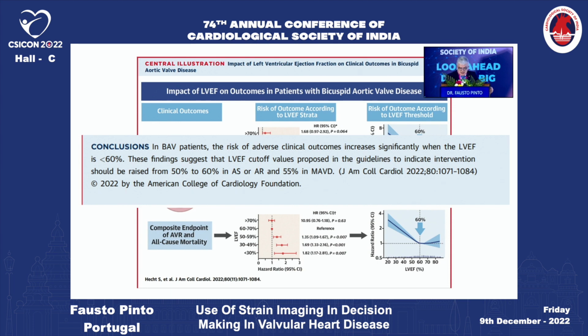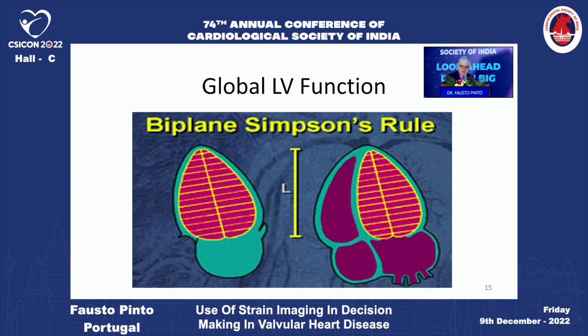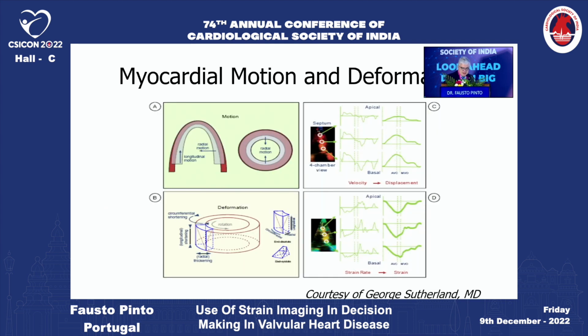And these findings suggest, and that's a recommendation, that probably we should change the threshold from 50 to 60% for AS and for AR, and for multiple valve disease 55%. So here, still using ejection fraction as our reference, and again, knowing the limitations of ejection fraction.